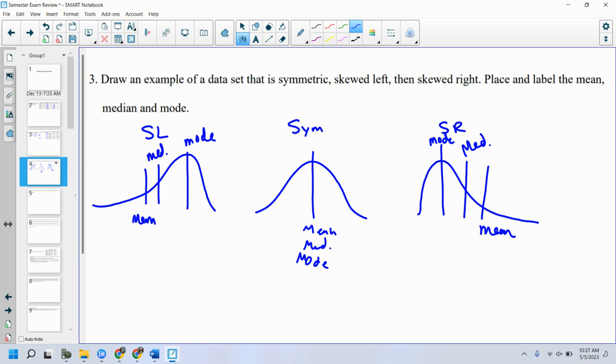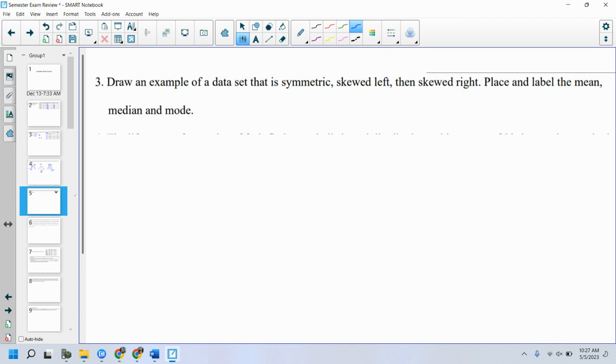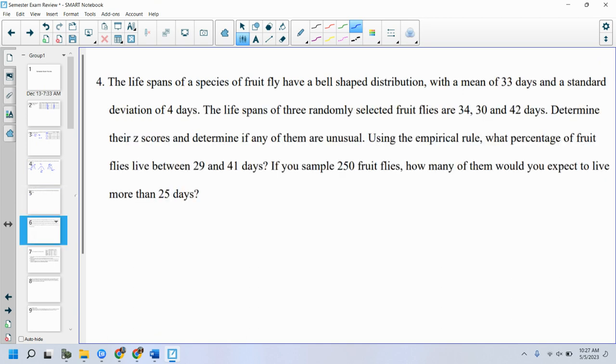Good there for number 3? Let's take a look at number 4. Draw an example of a data. Oh, that's still 3. Number 4.